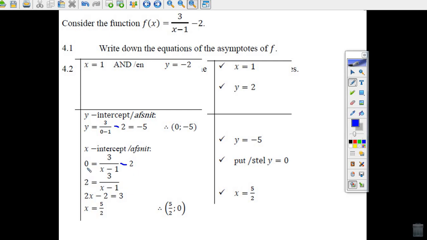Then you let y equals 0. That's supposed to be a minus 2. That's 0. You add 2, you get a 2 there. You multiply everything by x minus 1, you get 2x minus 2. You add 2 and get 5. Divide by 2. There's your x-intercept, 5 halves and 0, 2.5 and 0.